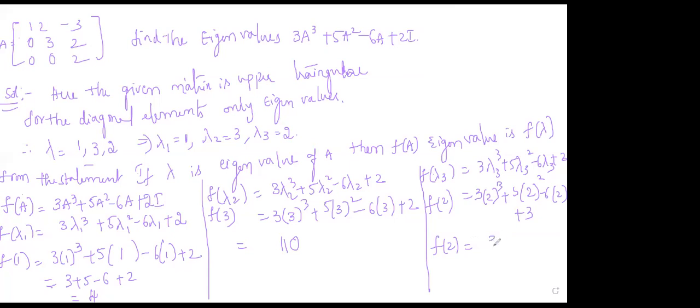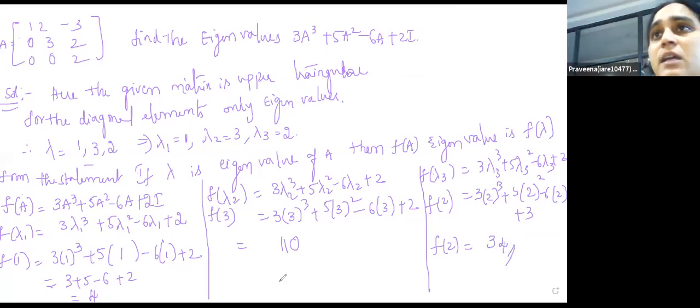$34, ma'am. 34. Okay. Therefore, write on the last line: the eigenvalues of the given polynomial are 4, 110, and 34. Write down the last line, that one. Okay, now this is the procedure for finding the polynomial eigenvalues.